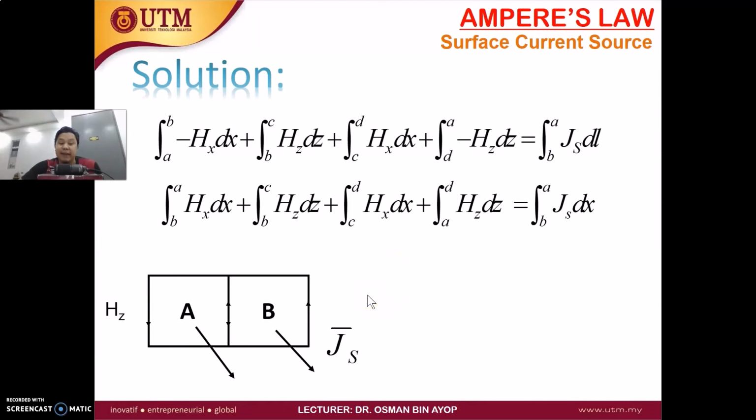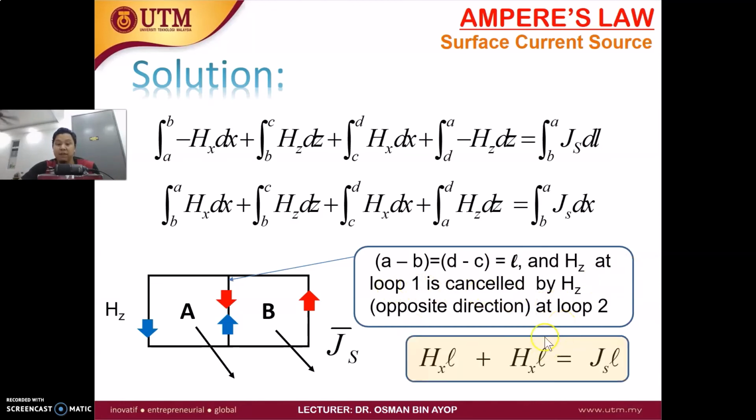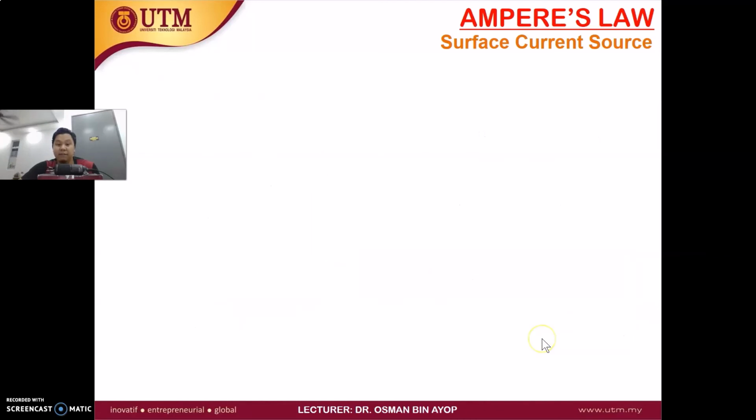Let's say we have multiple loops. This is our first loop and this is our second loop. You can see from this figure that the Z components always cancel each other. So A minus B equals D minus C equals L. Hz at loop Y is cancelled by Hz at the opposite loop. So this formula can be simplified as Hx L plus Hx L equals Js L.